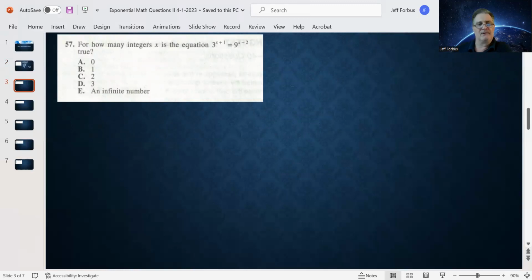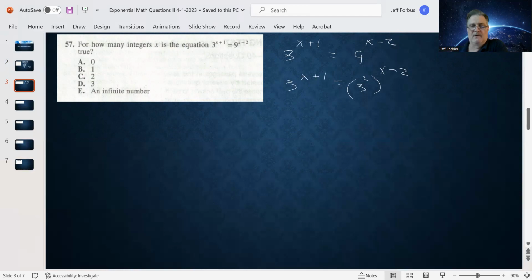For how many integers x is the equation 3 raised to the x plus 1 equal to 9 raised to x minus 2? So there's something really unique here that will help you. So 3 raised to the x plus 1 is equal to 9 raised to the x minus 2. Now, 9 has multiples of 3 in it, and we're playing with exponentials. So let's rewrite 9 as 3 squared and raise it to the power x minus 2.